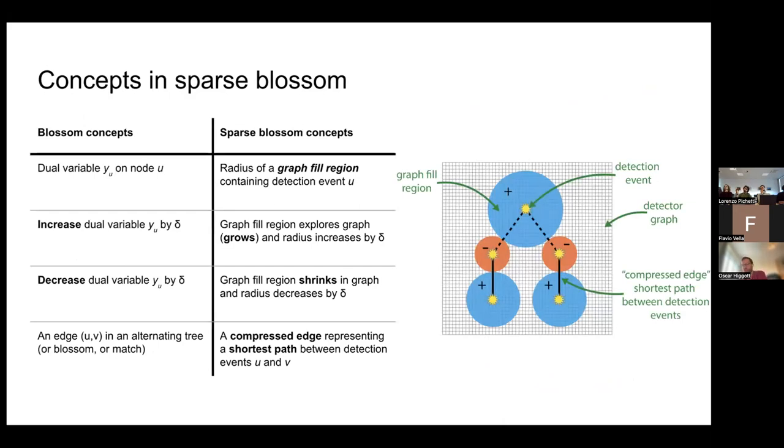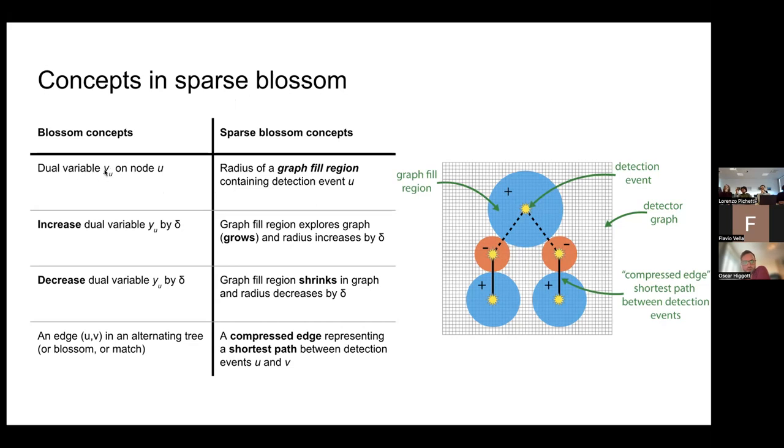So what I've described so far is an overview. I haven't gone into all the details, but an overview of Edmonds' blossom algorithm. And our sparse blossom algorithm, which instead solves the decoding problem or the T-join problem or the minimum weight embedded matching problem, whatever you want to call it, which slightly differs from the perfect matching problem, essentially generalizes or changes slightly the concepts in blossom.